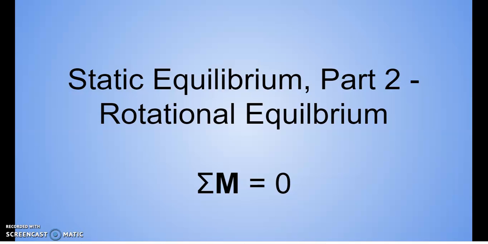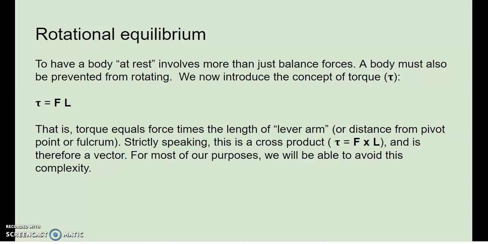Okay, now part 2, which is the main focus of the day. Static equilibrium. Part 2, rotational equilibrium. The sum of the torques, or sum of the moments, equals 0. So, first of all, we're going to define rotational equilibrium, and to do that, we have to define a new concept called torque. It is the product of force and lever arm. Don't confuse it with work, which is force multiplied by displacement. They have the same basic structure, and you might even think they have the same units, but they don't actually.